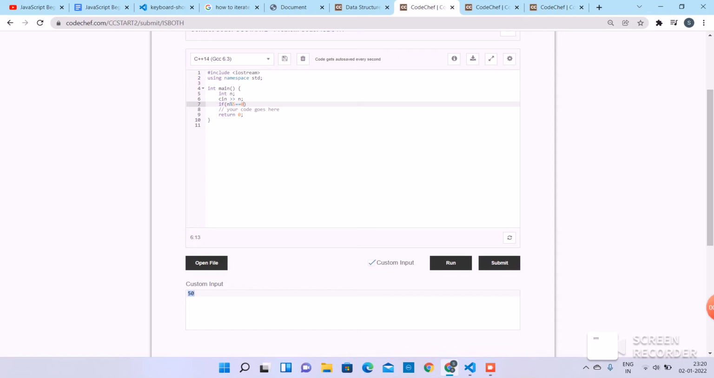So if n % 5 is equal to 0 and n % 11 is equal to 0, it means that the number is divisible by both. That is, it is a number like 55. 55 % 5 is equal to 0 and 55 % 11 is equal to 0. We have used the AND condition here. It means that this condition should be fulfilled and this condition also should be fulfilled. So we have to print both.